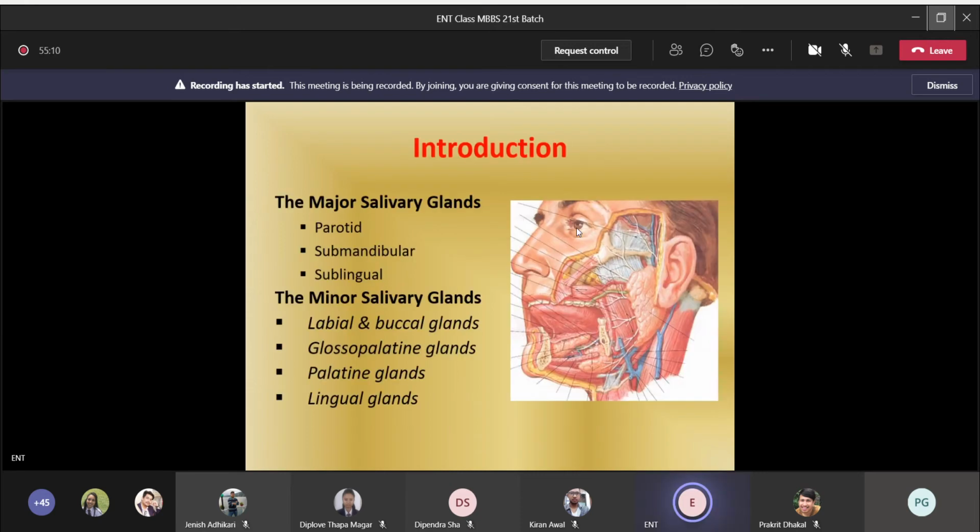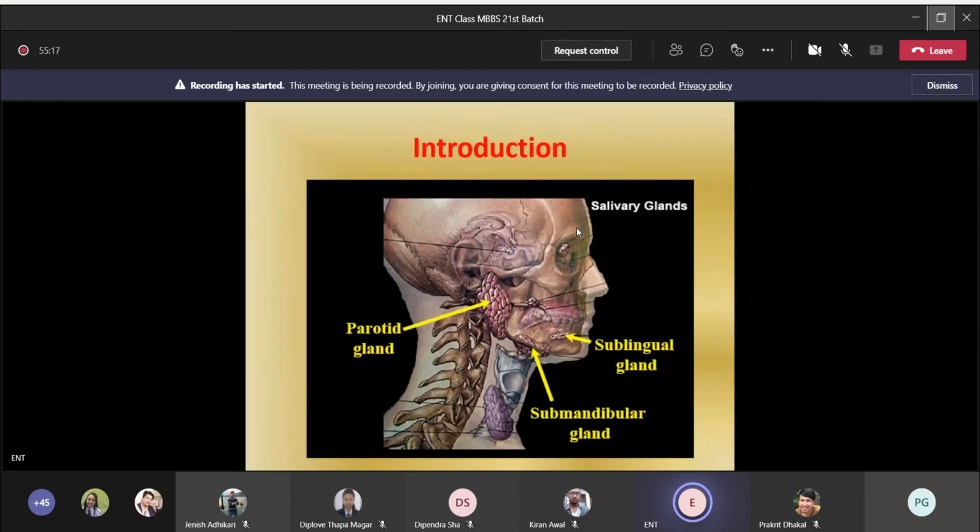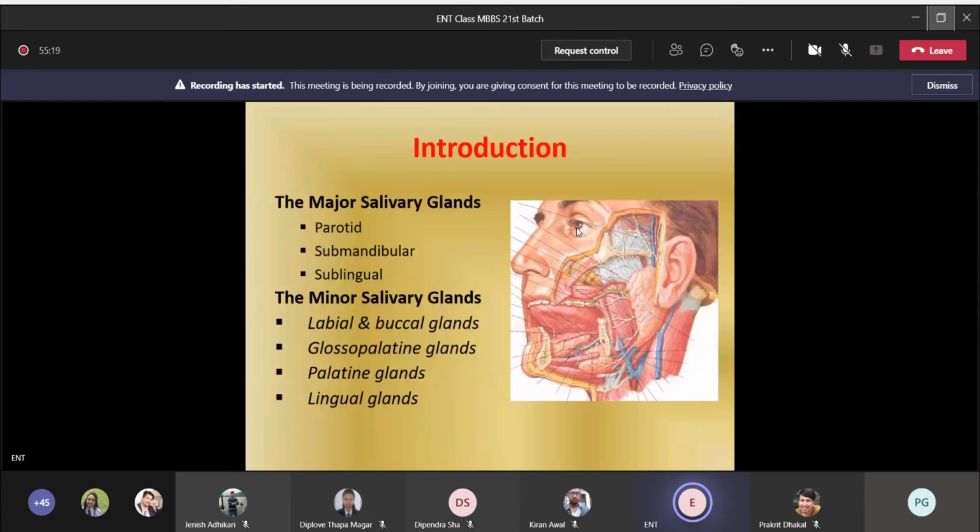First, anatomy. Introduction. The salivary glands are divided into major and minor salivary glands. The major ones are the parotid, submandibular, and sublingual. Minor salivary glands are numerous, like labial or buccal glands, glossopalatine glands, palatine glands, and lingual glands. So the salivary glands are divided into major and minor salivary glands.